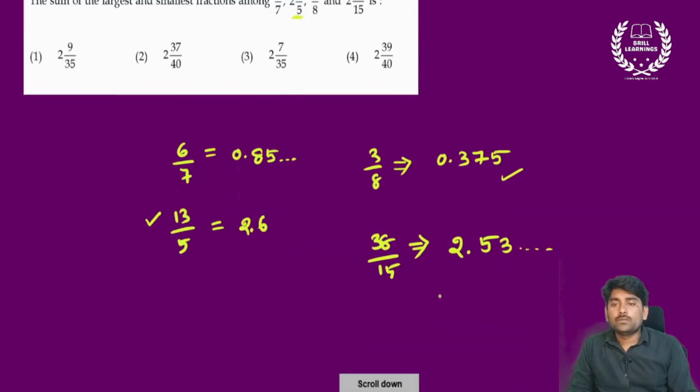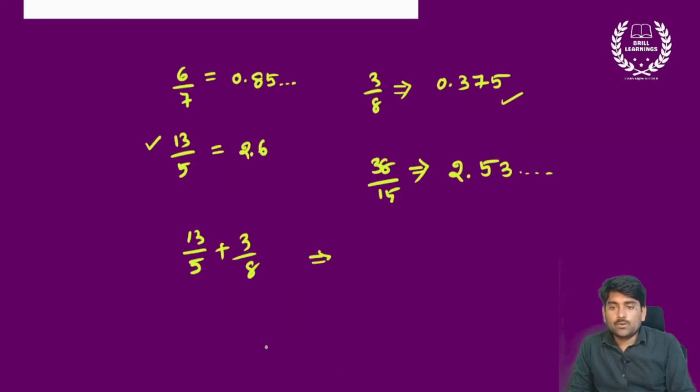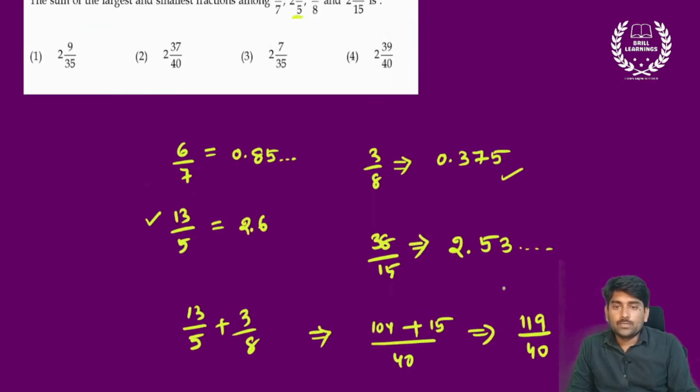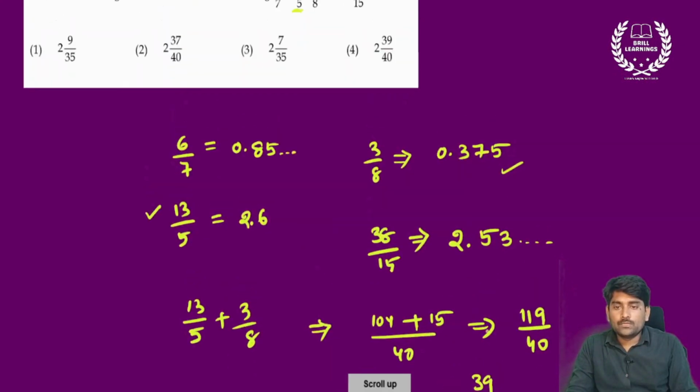The sum of these two fractions we need to find here. So 13 by 5 plus 3 by 8. Take the LCM of these two values, 40. 8 times 13 is 104, plus 5 times 3 is 15. So 119 by 40 is our answer. But they have given it in mixed fractions, right? 40 twos are 80, 80 means 39 by 40. So the last one is the right answer.